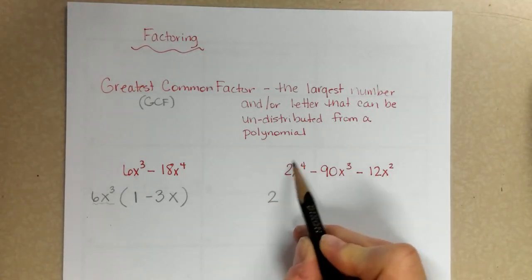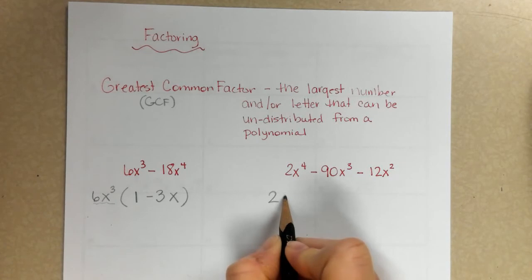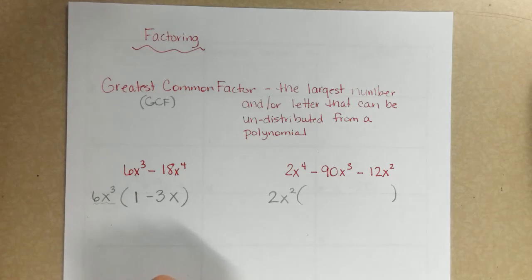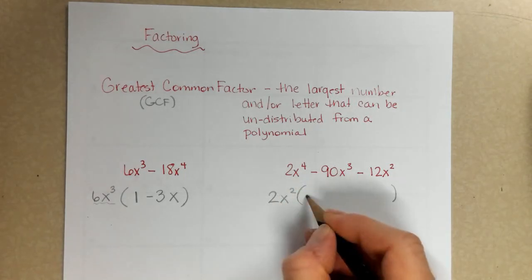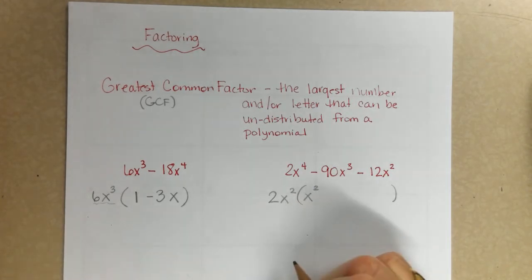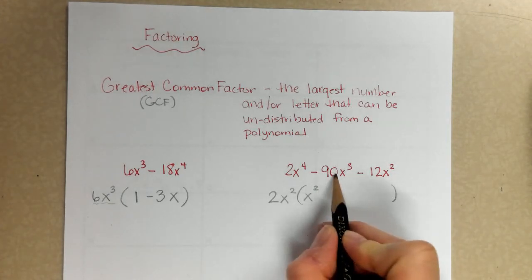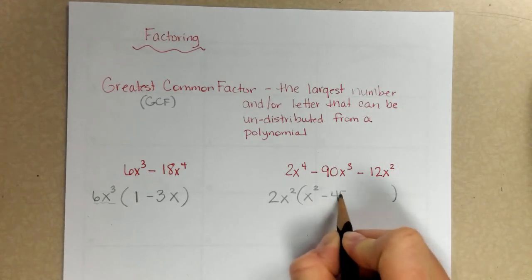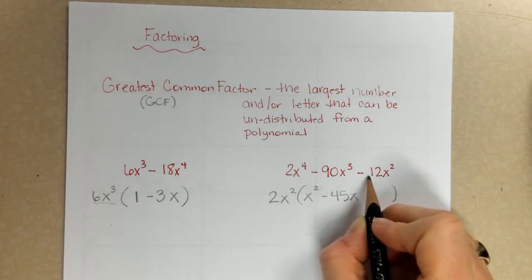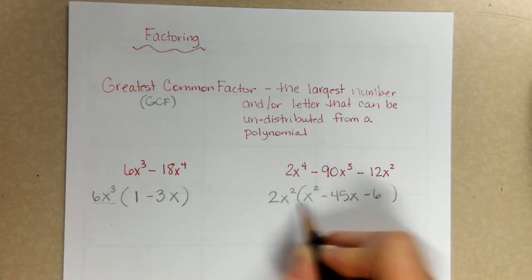And then we're going to look at the x's. We have an x to the fourth, an x to the third, an x squared. So I can take a minimum of 2 x's out of each term. So this time 2 divided by 2 is 1. X to the fourth, remove x squared, leaves x squared. Remember, dividing with powers is the same as subtracting the exponents. Negative 90 divided by 2 is negative 45, leave that. X cubed, take out an x squared, leaves an x. Negative 12 divided by 2 is negative 6. We removed both x's, so just 6.